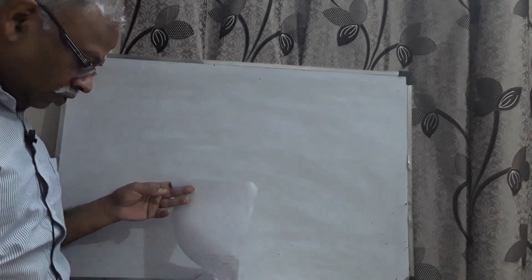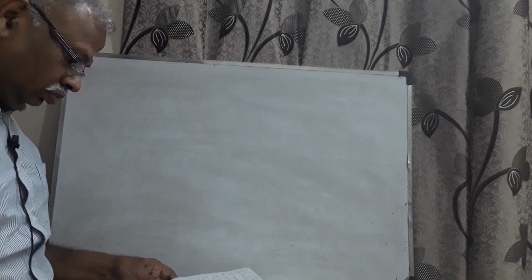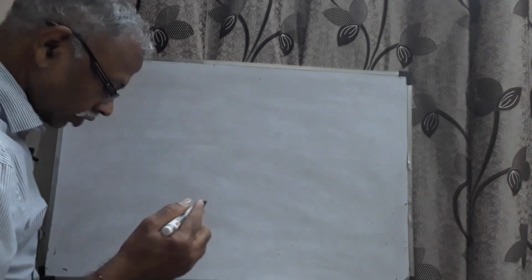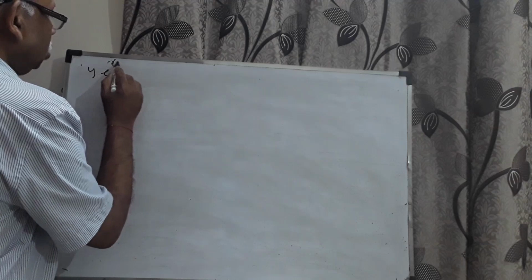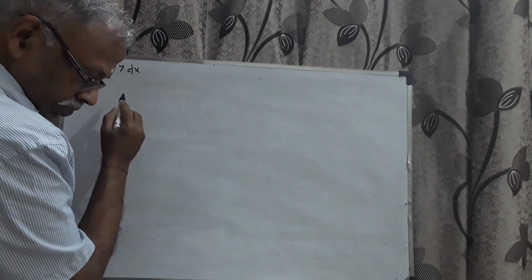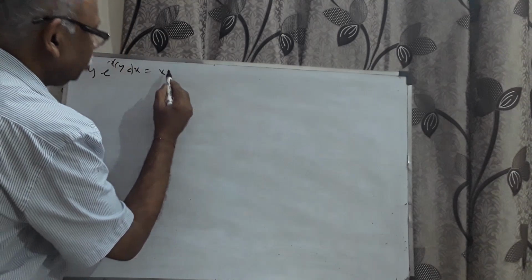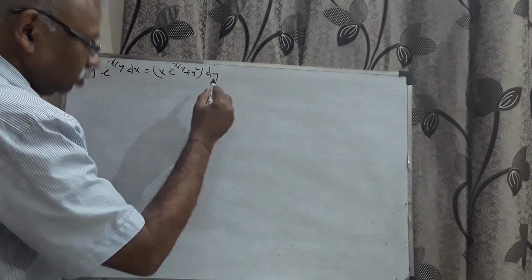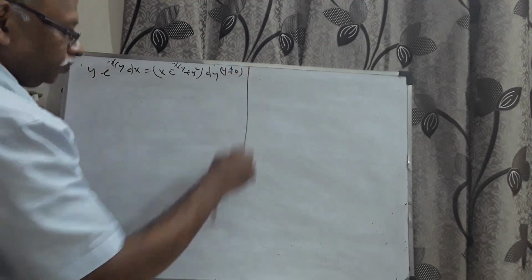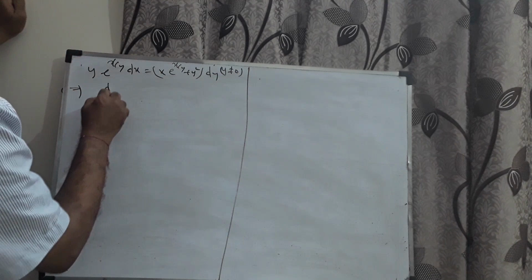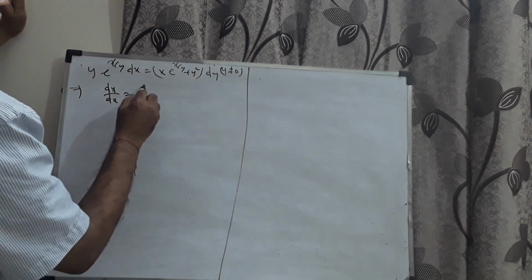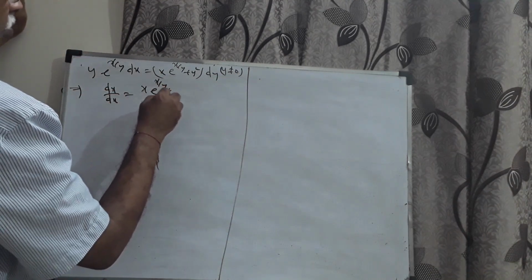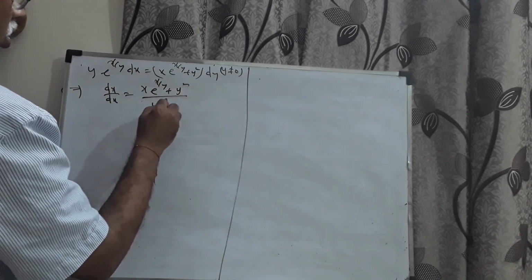Okay, now the next question goes like this. Solve: x e^(x/y) dx... let me write it down. y e^(x/y) dx is equal to (x e^(x/y) + y²) dy, y not equal to 0. This is the question given to you. I am taking the question as it is. Here dx/dy happens to be (x e^(x/y) + y²) divided by y e^(x/y).